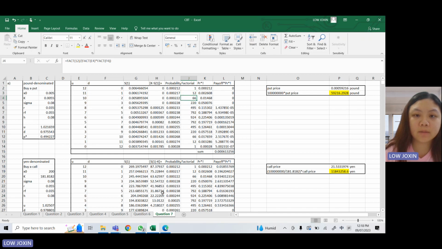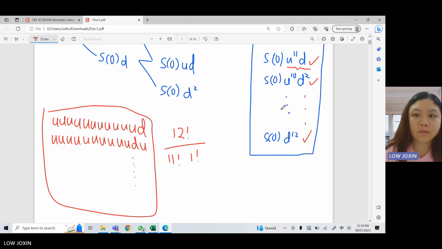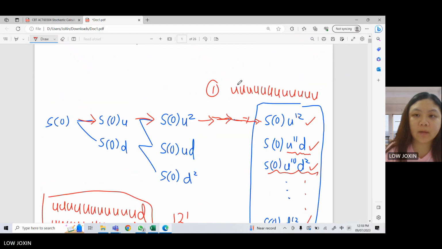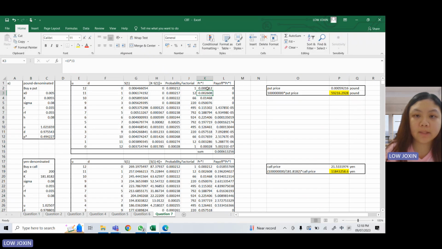So for this one, for U10 and D2, then we will have 12 factorial divided by 10 factorial and 2 factorial. So we will get 66 and so on. And we multiply the probability with the factorial, then we will see how much is the probability to reach each node. And you can see that the total of this is 1. So this is correct.